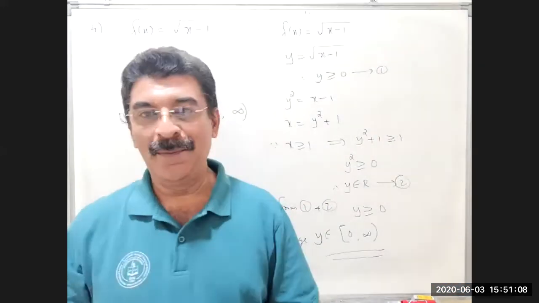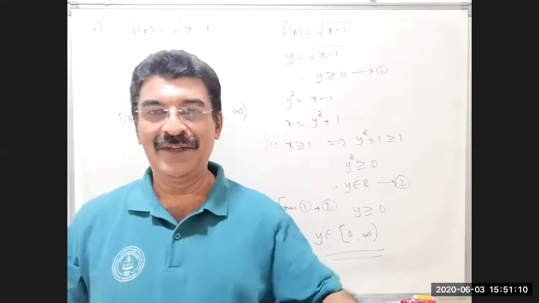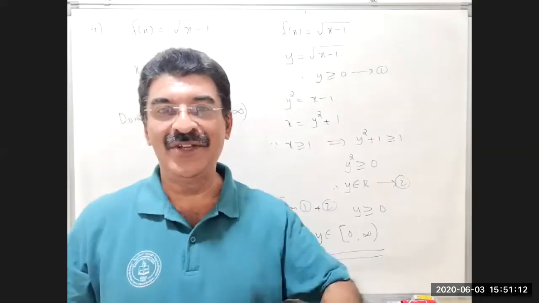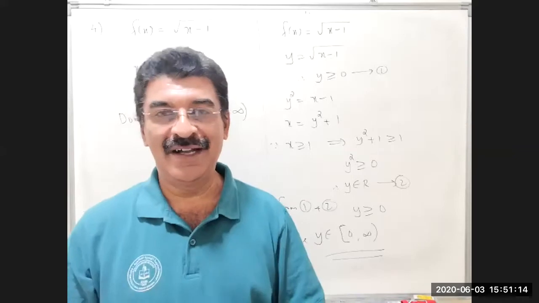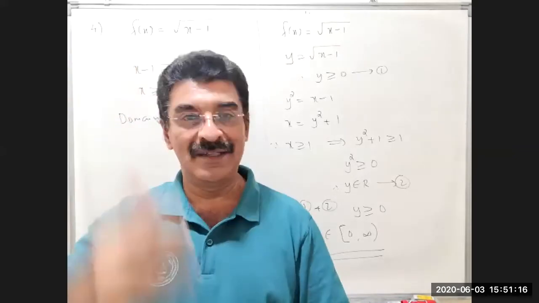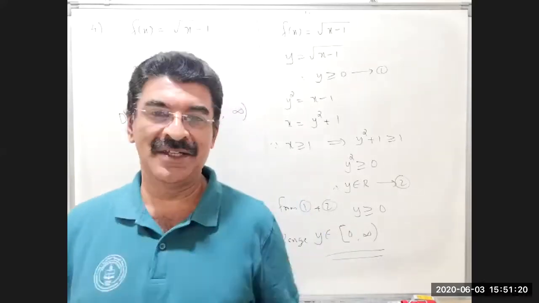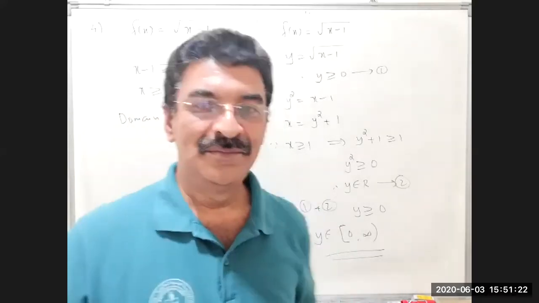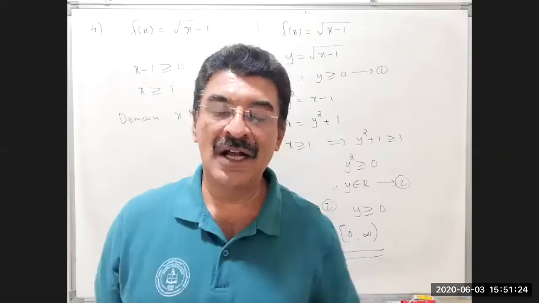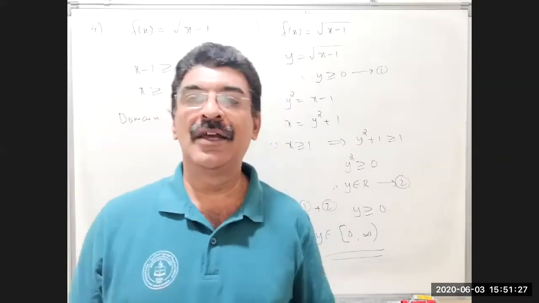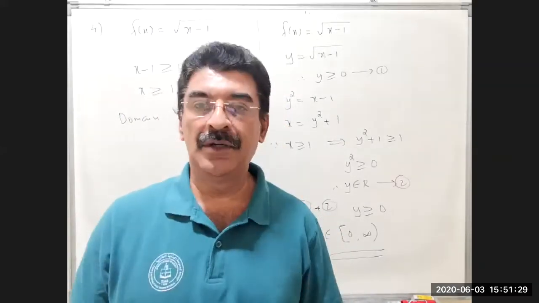Again, a doubt came. We said only real numbers, so which are the unreal numbers? Unreal numbers means imaginary numbers. Wait, we will learn imaginary numbers this year itself. That is in the next chapter, after trigonometry. They are called complex numbers.